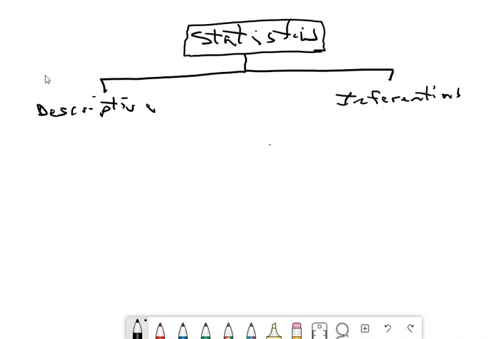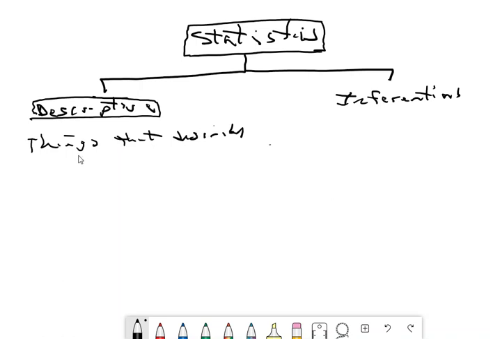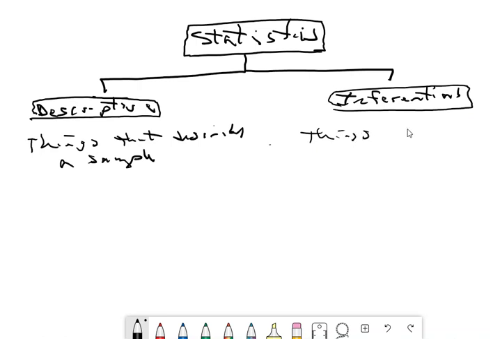So what we need to be able to do then is talk about the differences in results between the two. So we break statistics up in terms of, are we talking about sample data or descriptive statistics? Okay. So these are things that describe a sample. So are we talking about the sample or are we talking about the population? Okay, now inferential statistics, things that describe a population.